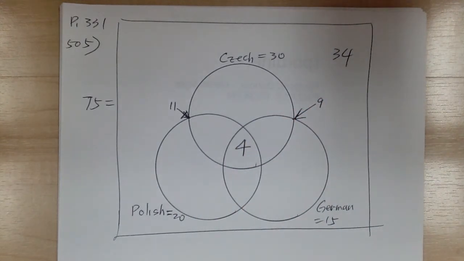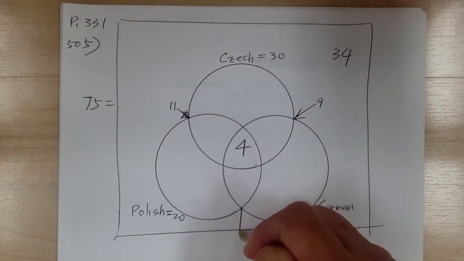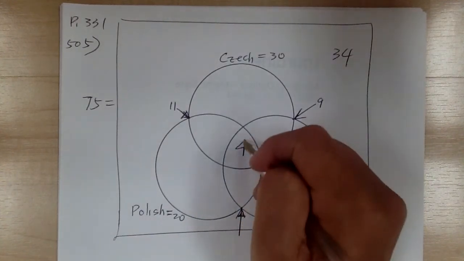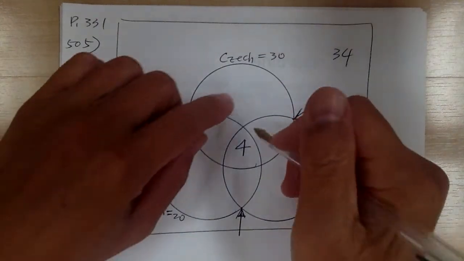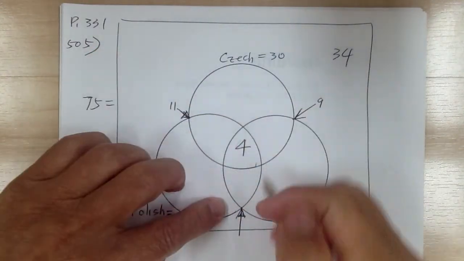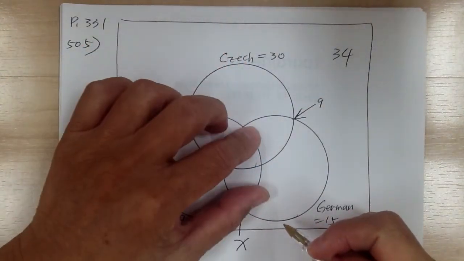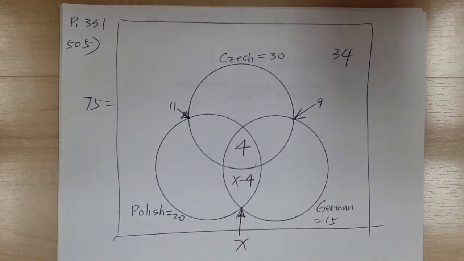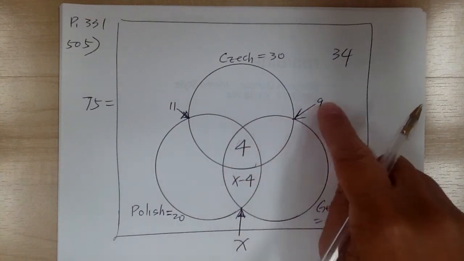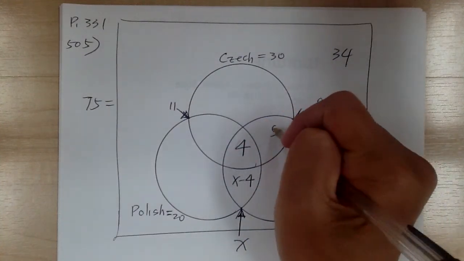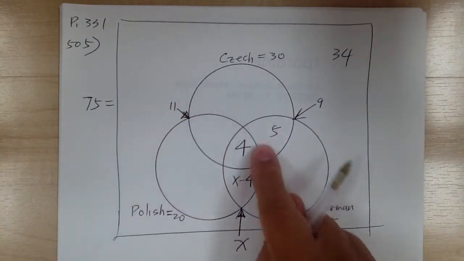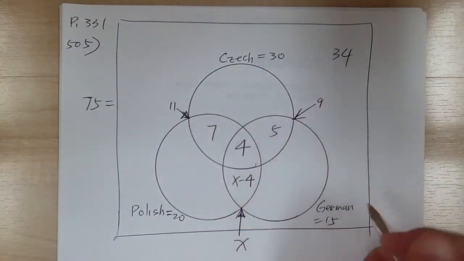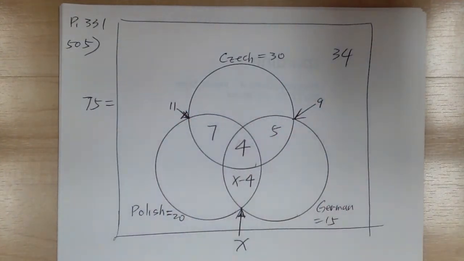Okay. So it says then how many students are studying Polish and German? So you're looking for this number right over here. Okay, so you're looking for this. Since this is what you're looking for, you can call this an x. So this whole thing is x. So that means this would be x minus 4. And if this is 4 and this whole thing is 9, so this would be a 5. If this is 11 over here, then this would be a 7. Okay, so 4 and 7 give you 11 over here.